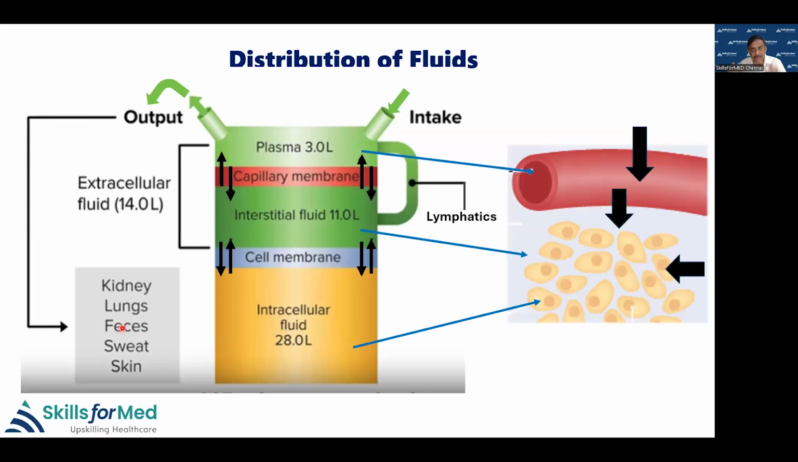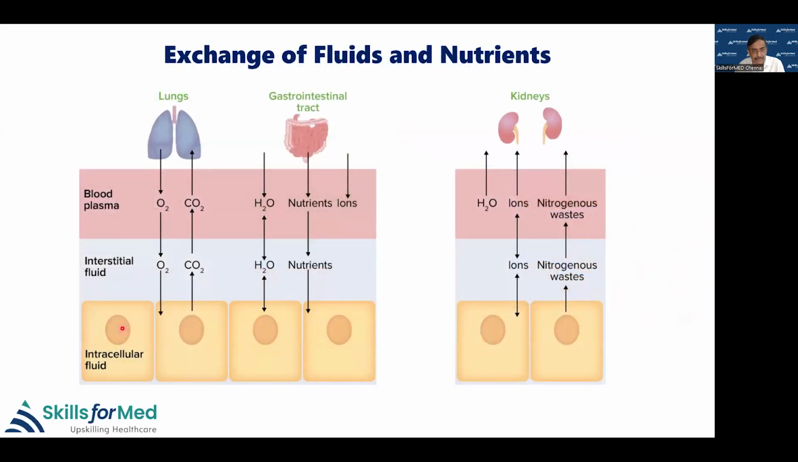So this gives a basic understanding about the distribution of fluids. And this is what I was talking about. The lungs exchange oxygen and carbon dioxide. It goes through the interstitial fluid into the intracellular fluid. And in the gastrointestinal tract, all the nutrients and ions enter the cells through the blood vessels and finally into the interstitial fluid and to the inside of the cells.